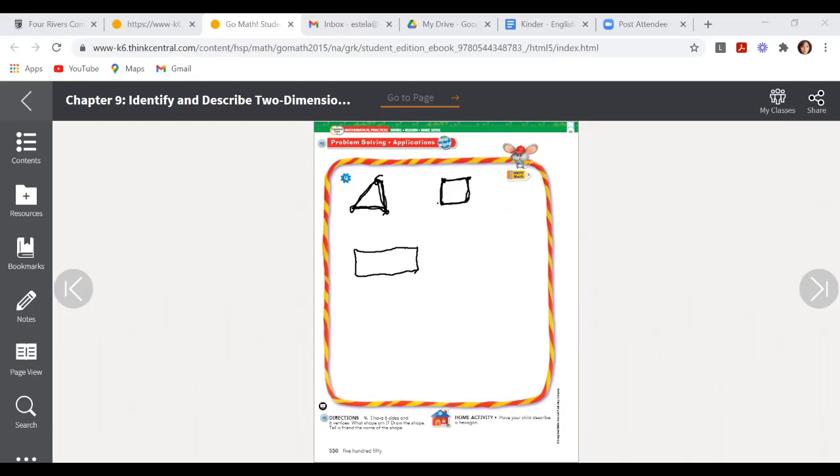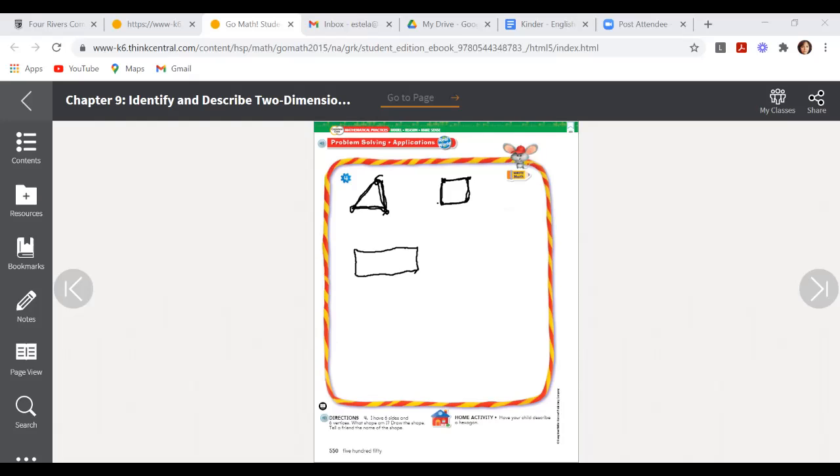It's a square. It's a square? Okay. What does a square have to have? Did you see the one that I just drew? A square has 4 sides and 4 vertices.